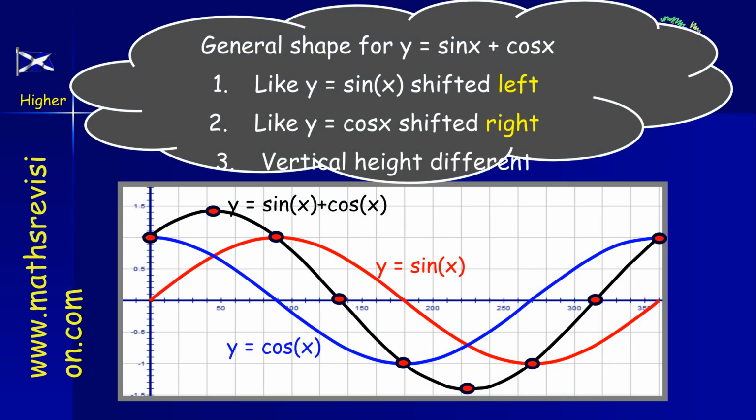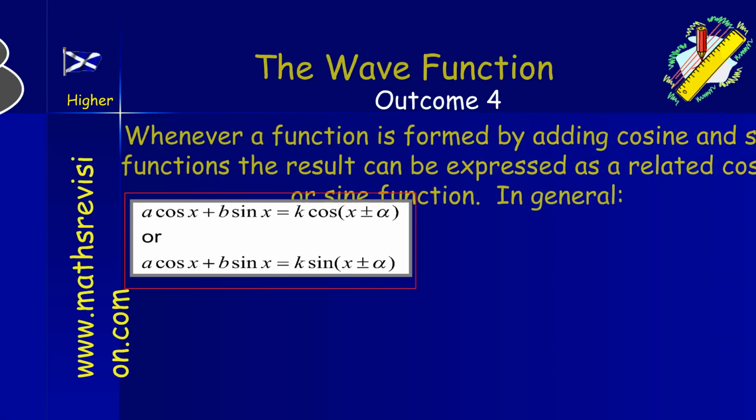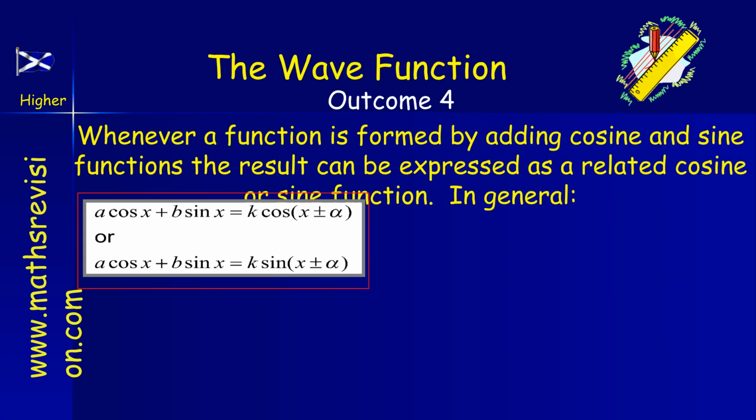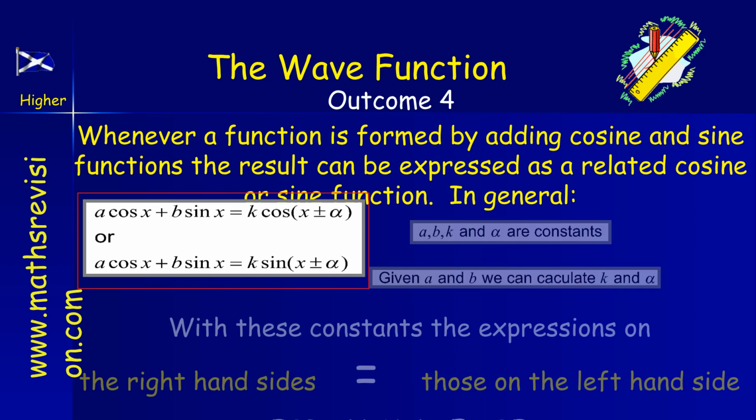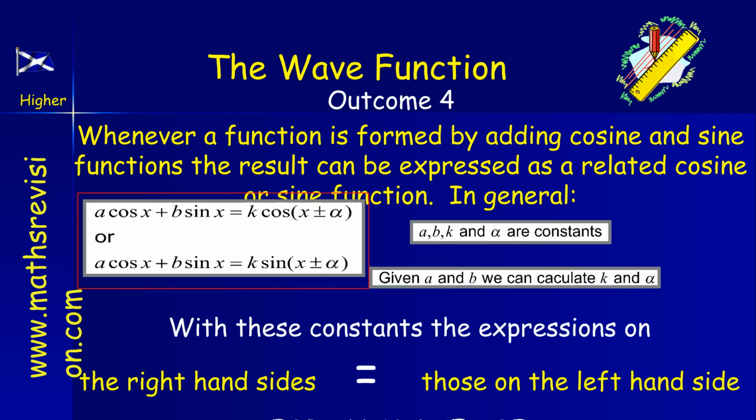The general shape of y equals sine x plus cos x is similar to a sine or cosine wave, but shifted left or right and with a different vertical height, as illustrated by the graph on screen. In general, adding sine and cosine functions allows for a transformation into a related single sine or cosine expression. By determining the constants k and alpha, we can make the expression on the right equal to the one on the left for all values of x.